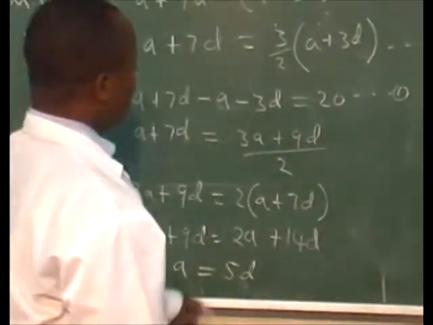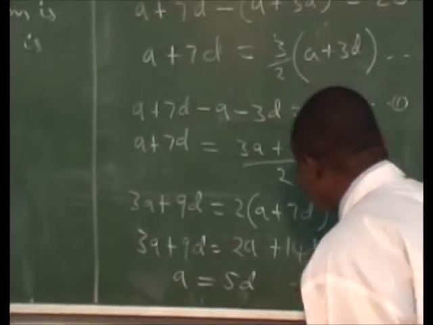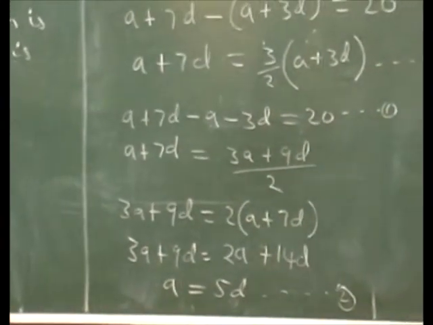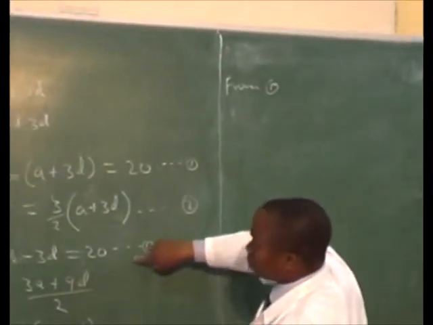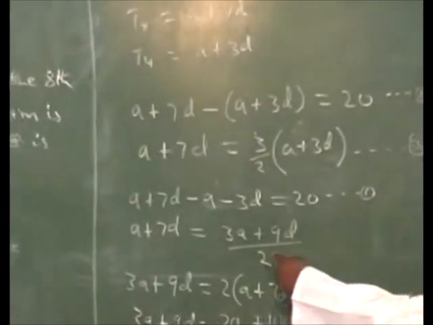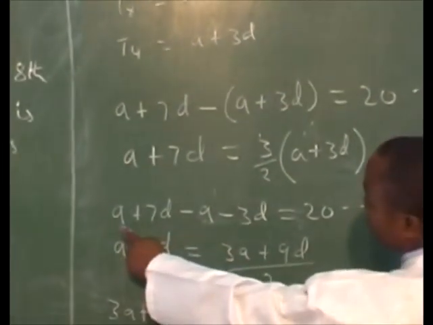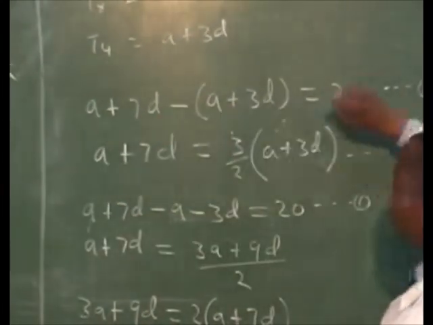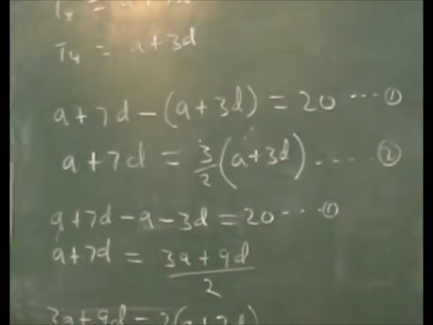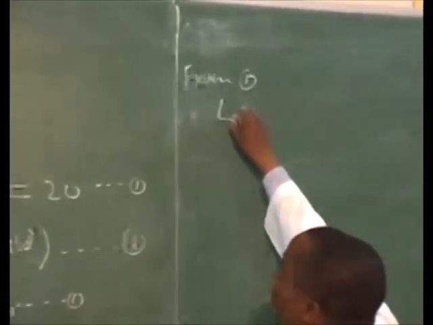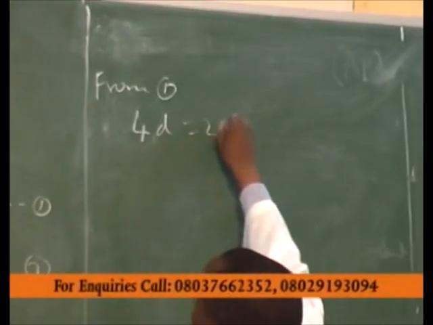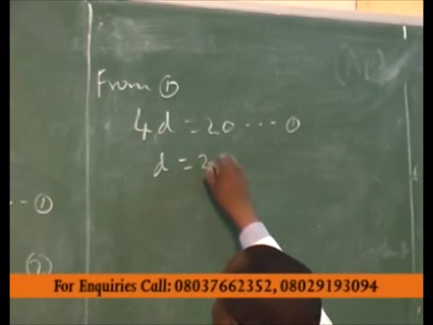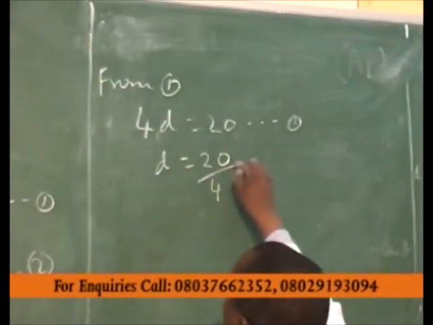Alright. Now from equation 1, which is this one, if I collect terms, I have A here and A here, so that minus and this one will go. 7D minus 3D, so we'll have that 4D is equal to 20. That is equation 1. Then D will be equal to 20 divided by 4, which is 5.